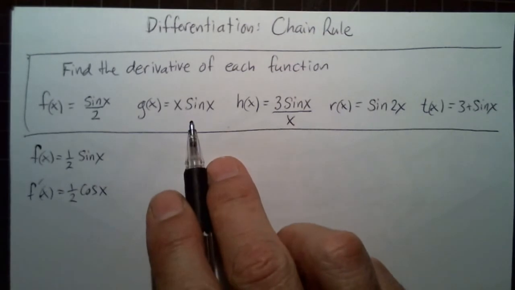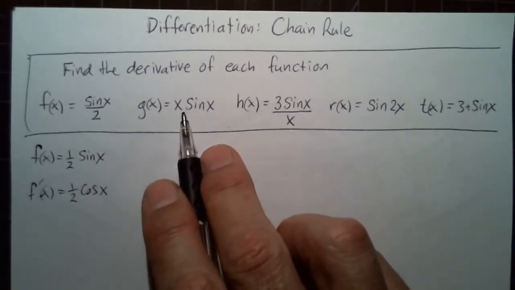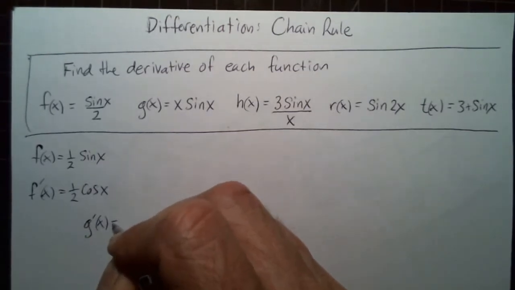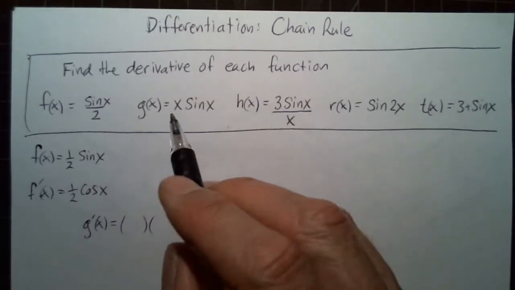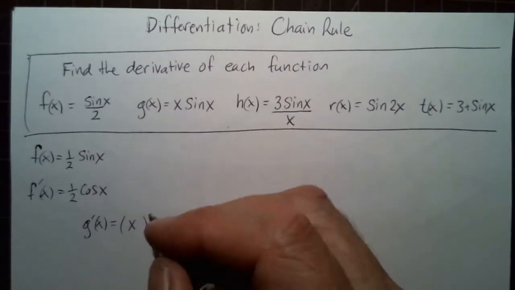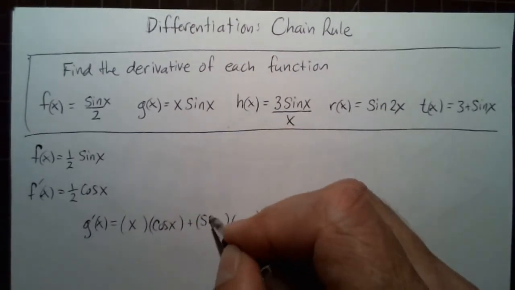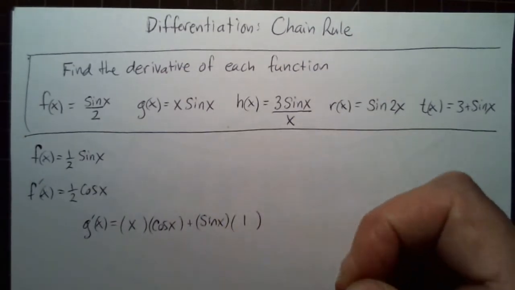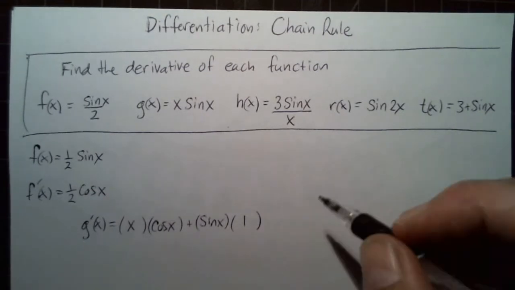Here we have to be careful that we don't just find the derivative of each factor. We have to use the product rule, and that would be g prime. Let's write it out like this. We'll have the first times the derivative of the second plus the second times the derivative of the first. And we could just rewrite that, but there's nothing to really change here.